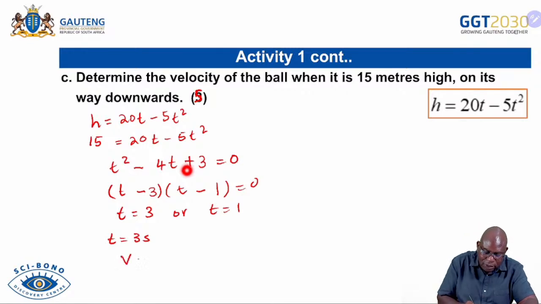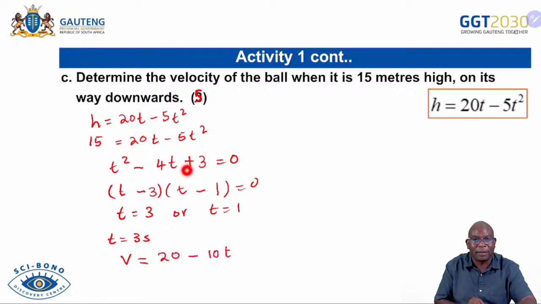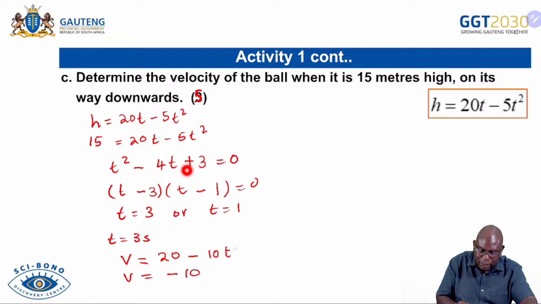Then my velocity, do you still remember the formula for velocity? It was 20 minus 10t. That was the formula for velocity. Remember, we differentiated height, and then we got it there. So now, my velocity here, it's going to be negative 10. If I substitute this one by 3, I'm going to get negative 10 meters per second.